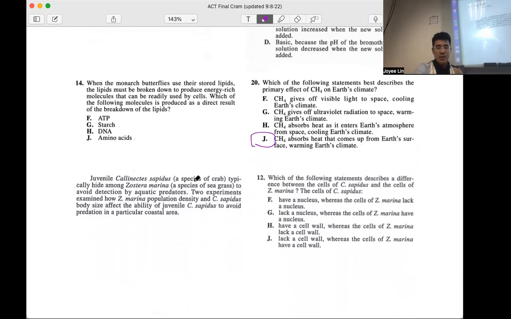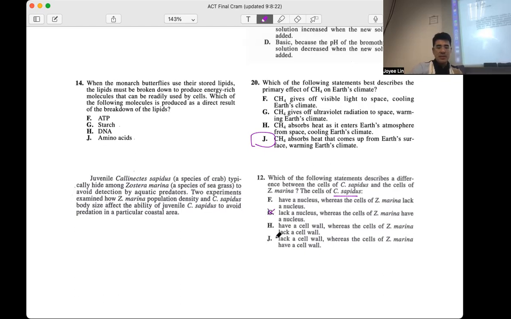C. sapidus is a crab. Z. marina is a seagrass. So what can you tell me about the cells then? C. sapidus, does C. sapidus have a nucleus? Yeah. So it could have a nucleus.